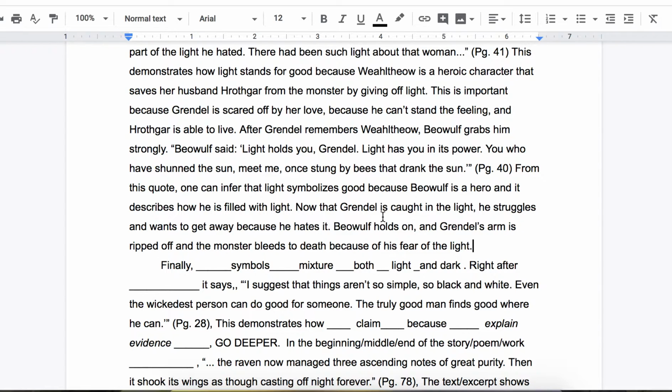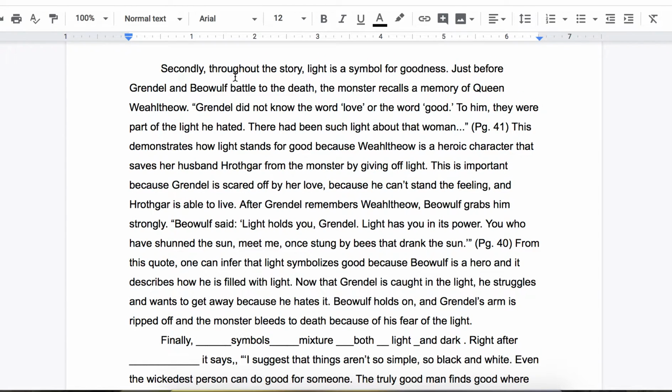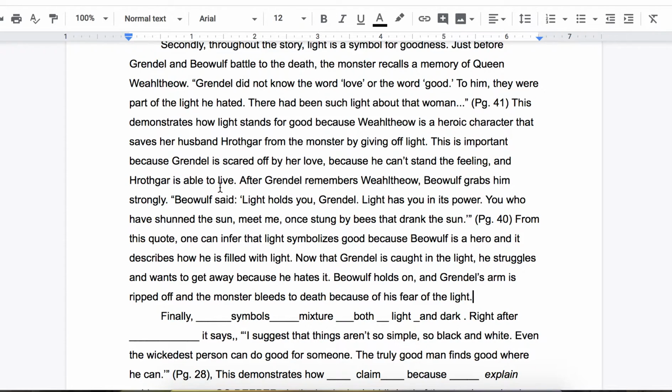All right, now I want to read this paragraph. Secondly, throughout the story, light is a symbol for goodness. Just before Grendel and Beowulf battle to the death, the monster recalls a memory of Queen Wealhtheow. Grendel did not know the word love or the word good. To him, they were part of the light he hated. "There had been such light about that woman," page 41. This demonstrates how light stands for good, because Wealhtheow is a heroic character that saves her husband Hrothgar from the monster by giving off light. This is important because Grendel is scared off by her love, because he can't stand the feeling, and Hrothgar is able to live.